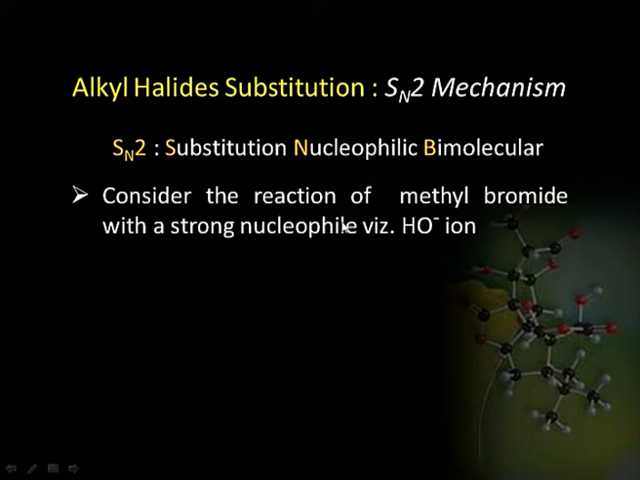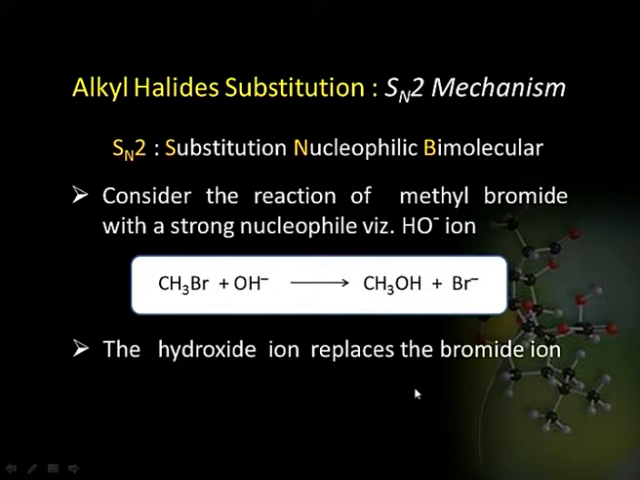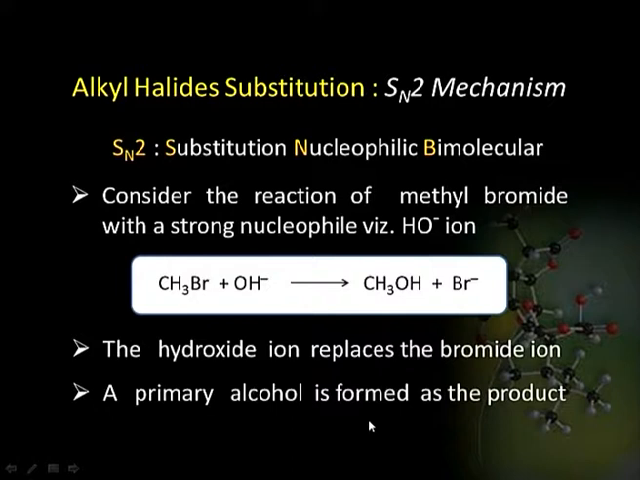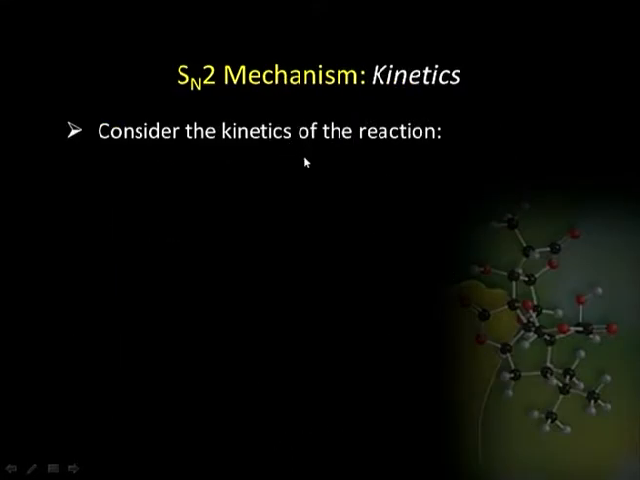Consider the reaction of methyl bromide with a strong nucleophile like hydroxide ion. Methyl bromide reacts with hydroxide ion to give methanol, and bromide ion leaves. The hydroxide ion replaces the bromide ion in this reaction and a primary alcohol is formed as the product. Now, consider the kinetics of the reaction.